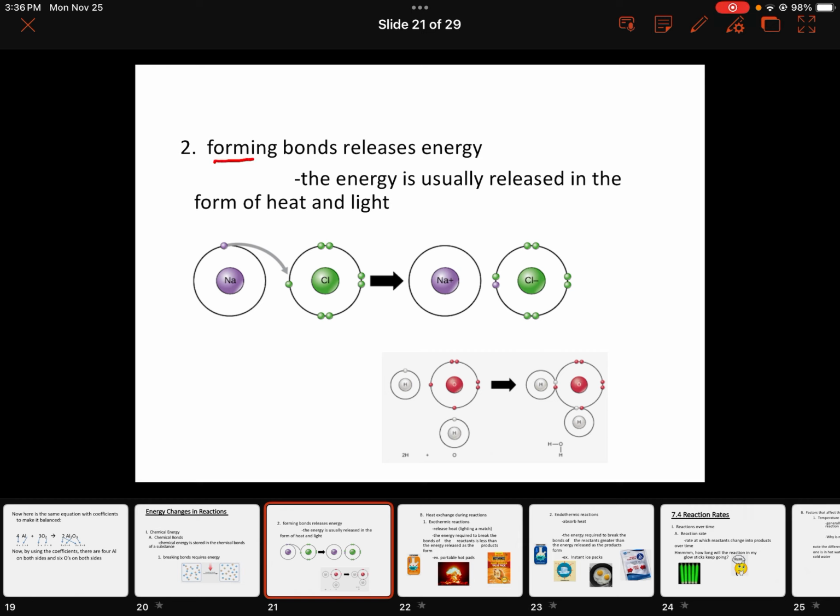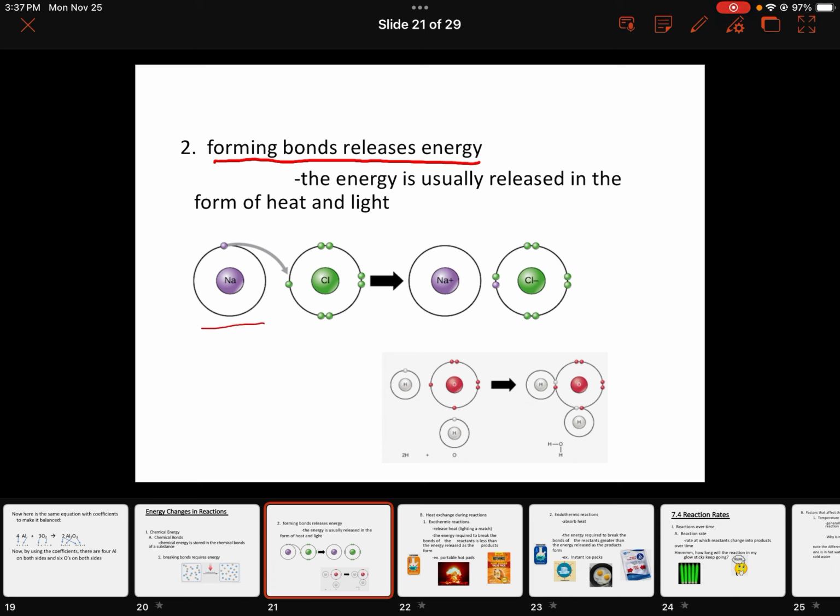Forming bonds releases energy. The best example I can give here with the money, if you go to the casino, which unfortunately you guys can't, but if you play a game and you win a bunch of money, all the coins come out, that would kind of be that idea. So not the greatest analogy, but that's kind of the idea of releasing energy, like a slot machine releasing money. So it's the best I got for you. But now forming bonds releases energy.